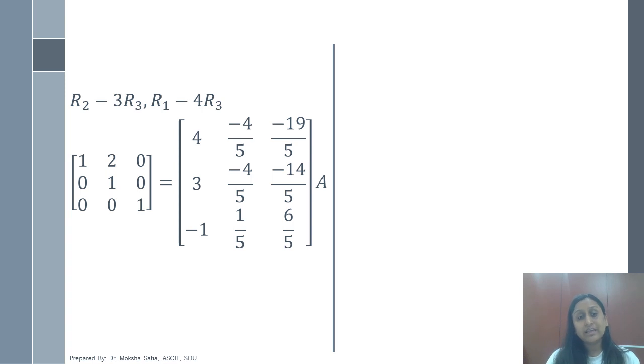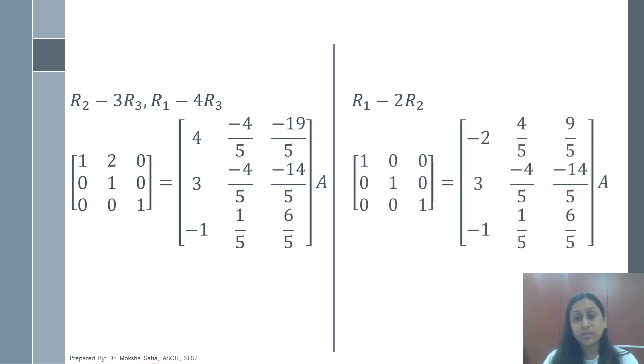Now for the first row we have only one element remaining which is not 0, and it is also above the leading one of the second row, and that's why to make this 2 a 0 we will use the operation R1 minus 2R2. That will change the first row, which will be 1 0 0 for the left hand side, and for the right hand side minus 2, 4 by 5, 9 by 5. Other two rows will be the same.